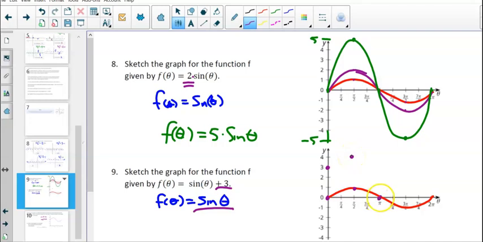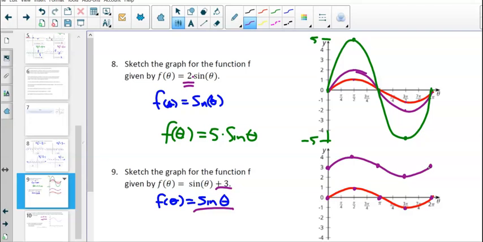At pi, the answer here is 0, so if I go 3 more, pi is going to be at 3. 3 pi over 2 is at -1, so it's going to be 3 more than that, which is at 2. And then the last one, 3 more than 0, means we're back to 3. So this would be the graph when you take sine theta and you add 3 to it.